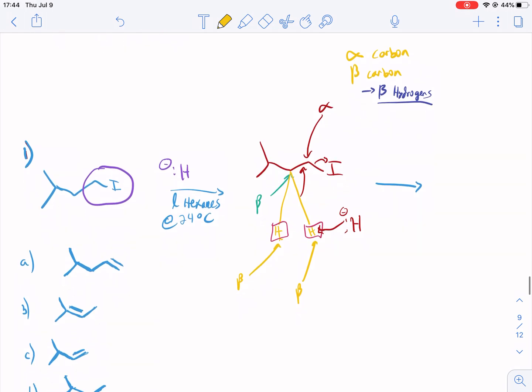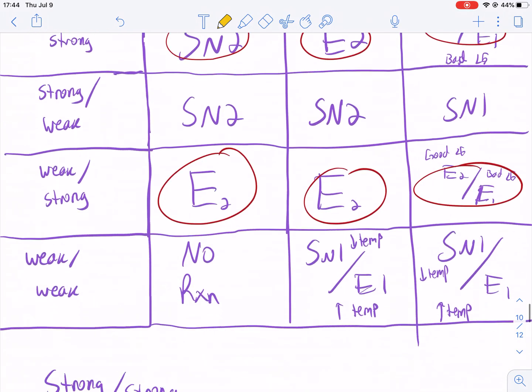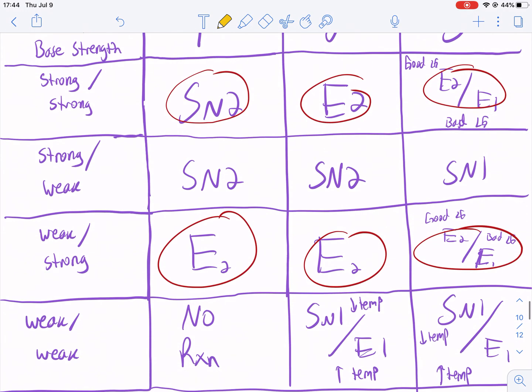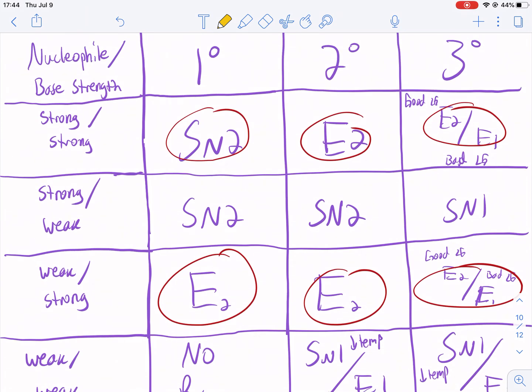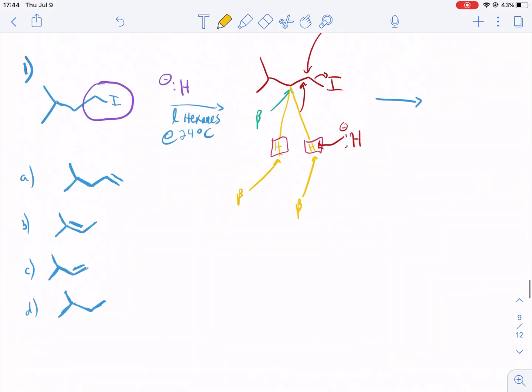E2. So if this is E2, and it's E2 because we have a weak nucleophile, strong base, and a primary alkyl halide. So we have a primary alkyl halide, weak nucleophile, strong base. That's E2.